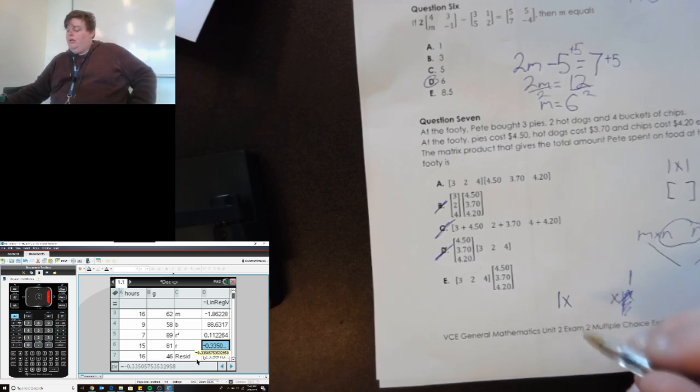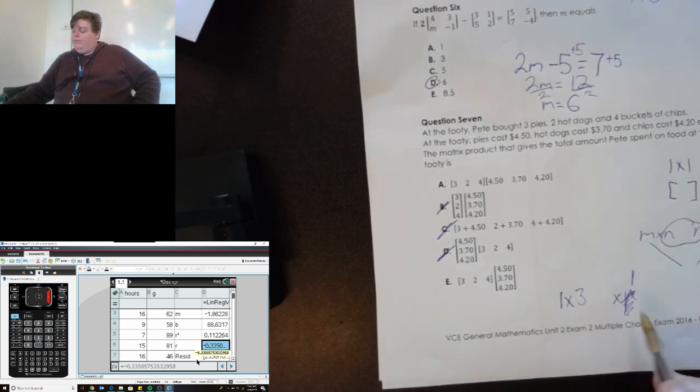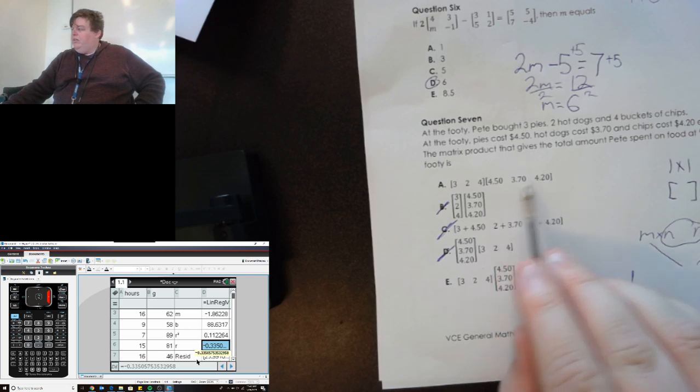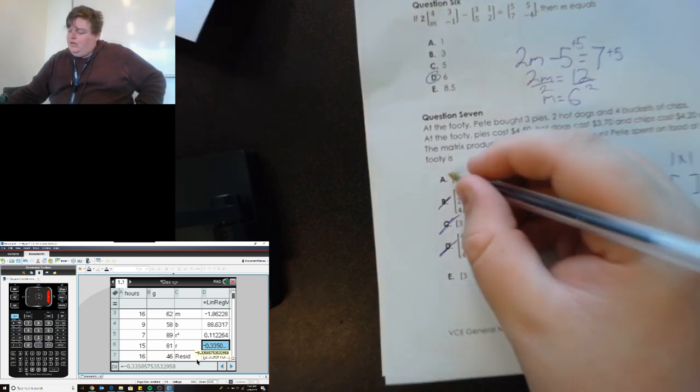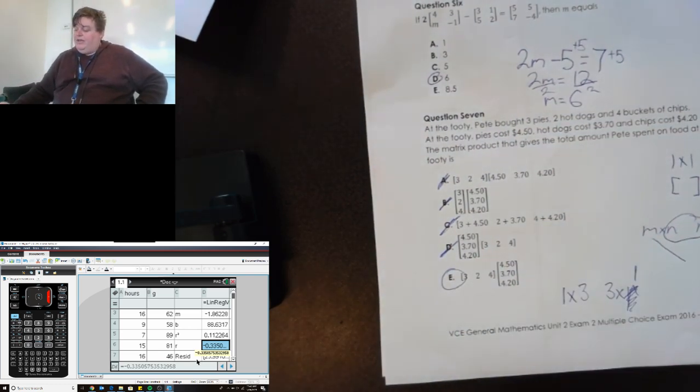Alright? So it's a 1 by 3, which means that my other matrix needs to be a 3 by 1. And that's not a 3 by 1, that's another 1 by 3. It can't be that, it has to be E. Alright, and that's just using some logic.